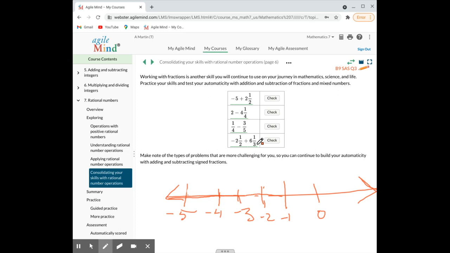So what times 3 is 6? 2. So we do the same thing to the numerator. And what times 2 is 6? 3. So we do the same thing to the numerator. So we get negative 2 and what?